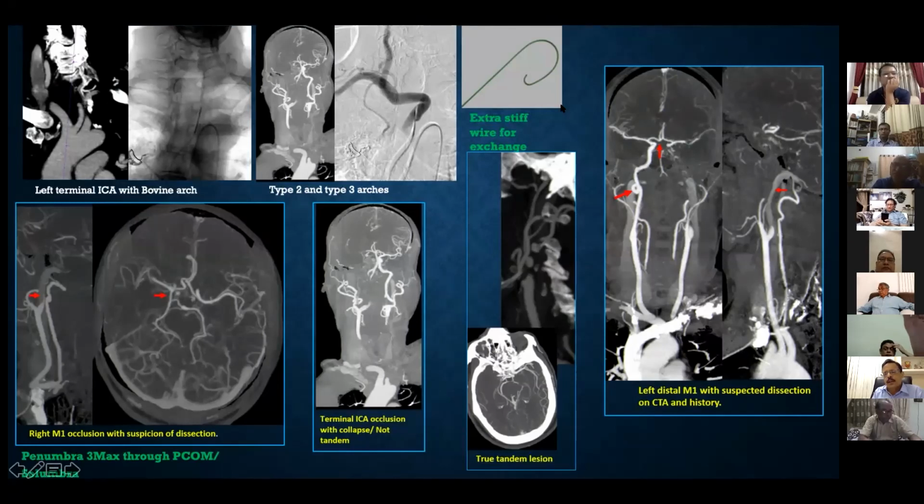So all these findings, and sometimes when there's severe tortuosity, we know that we have to be prepared to use catheters like SIM catheters. So CTA actually gives us the whole roadmap, not only the diagnosis of major vessel occlusion, it helps us to plan for intervention as well.